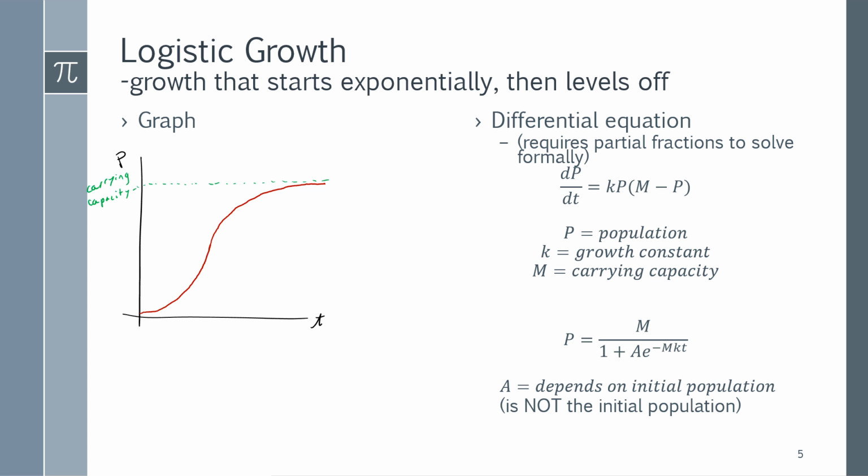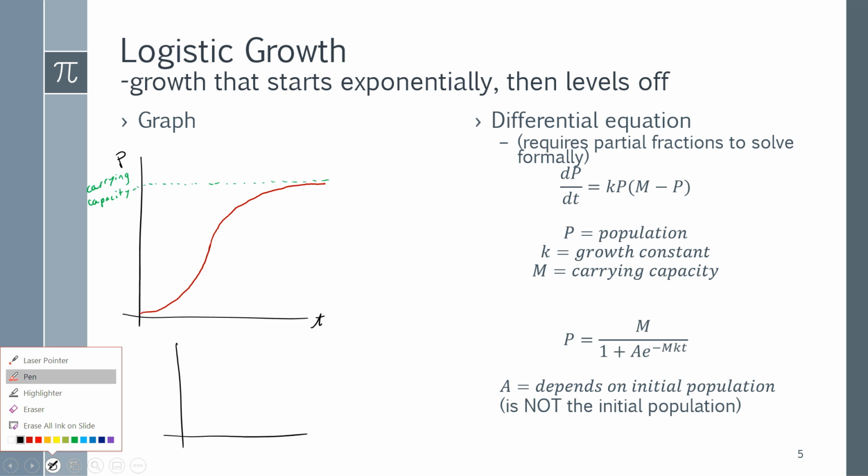So there is a differential equation that models this kind of growth. And that's here: dP/dt, the instantaneous rate of change for the population with respect to time, is going to be some constant k, which we call the growth constant, times the population, times M, which is my carrying capacity, minus the population. If I were to graph the rate of change, the graph is actually a parabola.